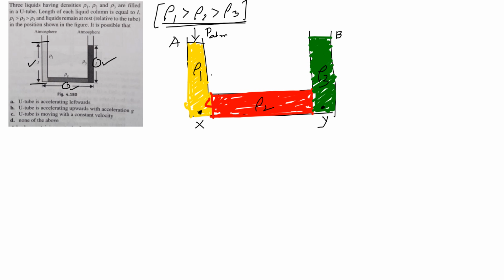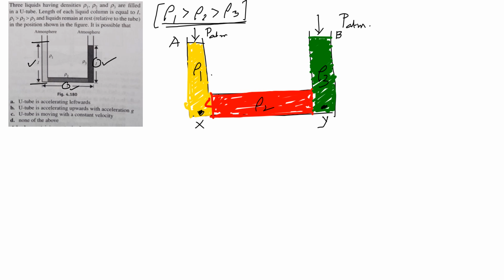Now at the point B, if you just consider, that is also the atmospheric pressure which is acting over there. So these are the two pressures and this pressure is same. Now in a normal situation, if anyone asks you what is the pressure at the point X and what is the pressure at the point Y, then what would be your answer?